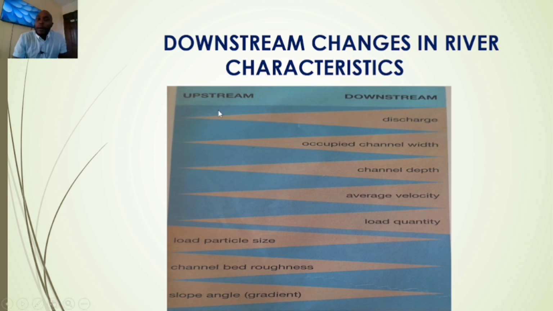So in the upstream, looking at the river discharge. Remember we talked about river discharge in part 2, where we talked about drainage basins. River discharge is the amount of water at a given place at that given time. So the discharge of the river upstream is less as compared to downstream. As you move downstream, the river discharge increases. I'm going to explain this more.